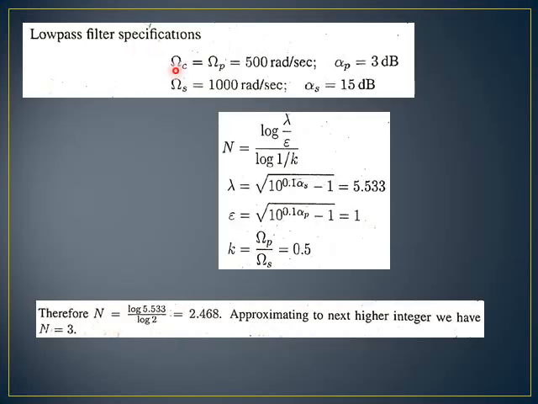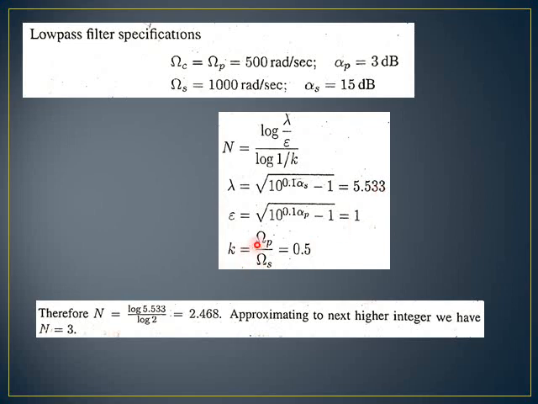So for the low pass filter specification, omega p is nothing but your cutoff frequency, that is 500 radians per second. Omega s is 1000. Alpha p is 3, alpha s is 15. So by using the formula for the order n, as we have seen in the last lecture for Butterworth as well as Chebyshev, we'll substitute alpha p, alpha s, omega p, and omega s. In order to calculate lambda, again we have a formula, 10 to the power 0.1 alpha s minus 1, square root. And again we have zeta. So after calculating lambda and zeta, we get lambda as 5.533, and zeta is 1.